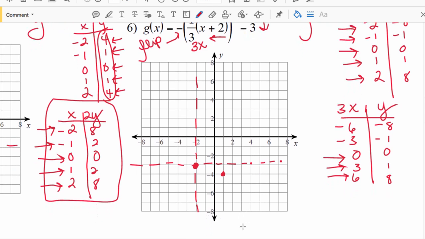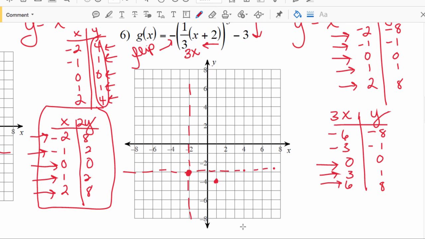And let me scooch up a little bit. Where was I? 6, 1, 2, 3, 4, 5, 6, 7, 8. Just estimate it. Okay, so instead of back 1, we're going to go back 3 and then up 1. And then instead of left 2, we're going to go left triple that amount. So we're going to go left 6. 1, 2, 3, 4, 5, 6. And then up 1, 2, 3, 4, 5, 6, 7, 8.